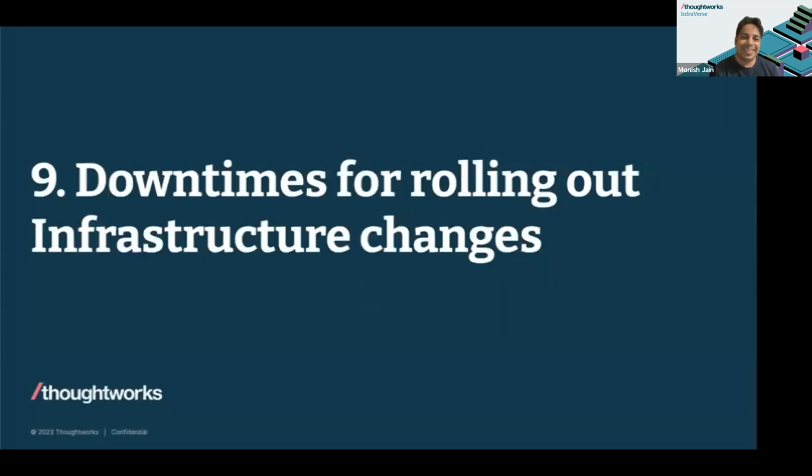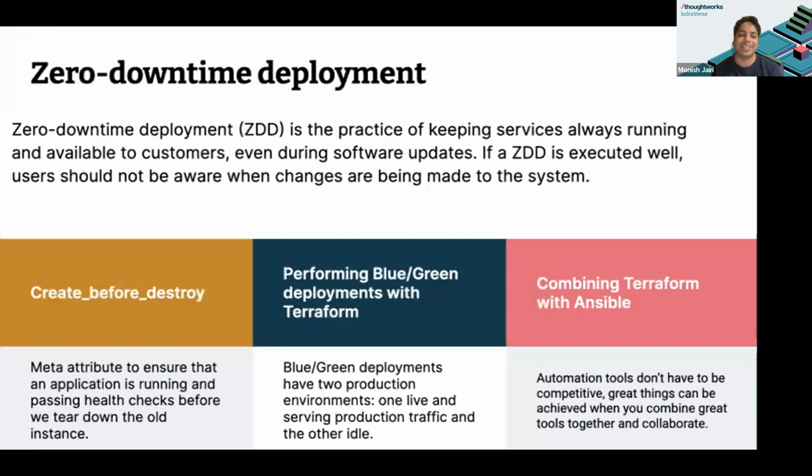Yeah. And then the last one is downtime for rolling changes. Ideally, we all want our infrastructure to have zero deployment downtime, and to have that, we can use certain practices that can help us in rolling out changes with minimal downtime or even zero downtime. There are various practices in place. Some of those practices in Terraform are create before destroy, where you create your infrastructure before destroying, which helps ensure your application is running and passing the health checks, and then your old instances go down. You perform blue green deployments.